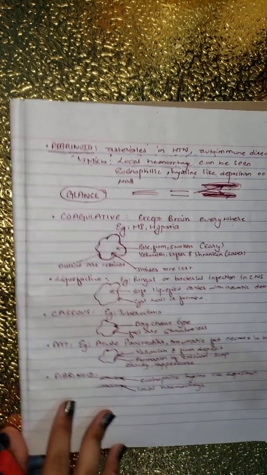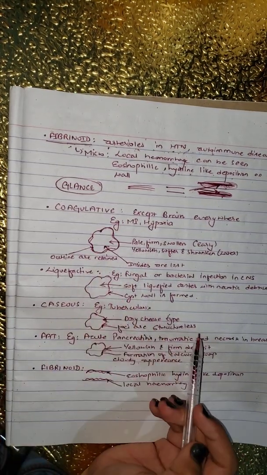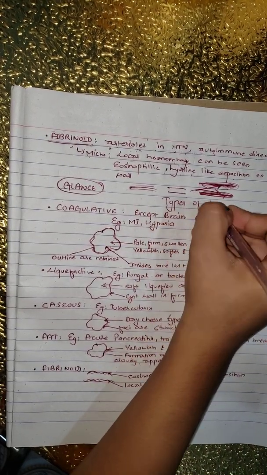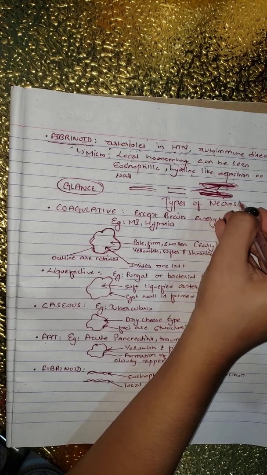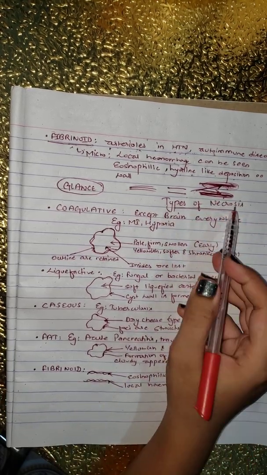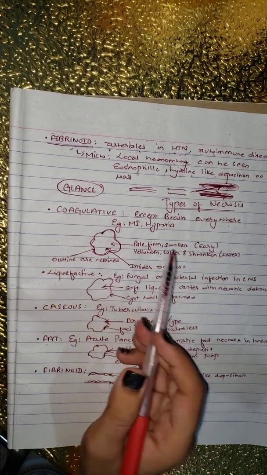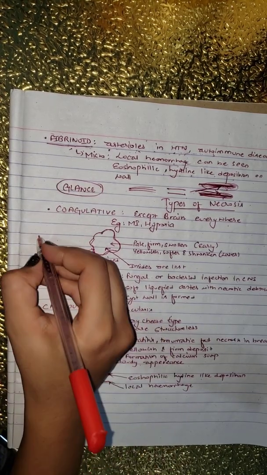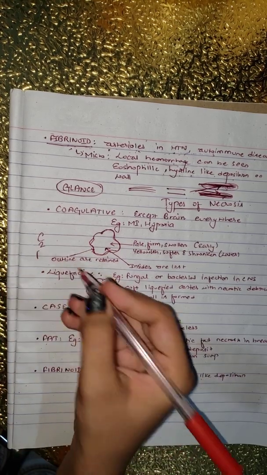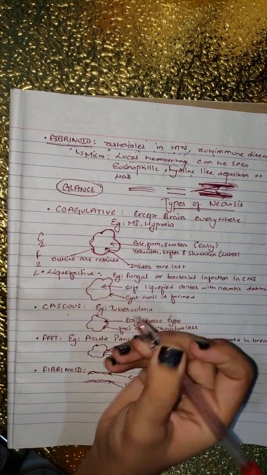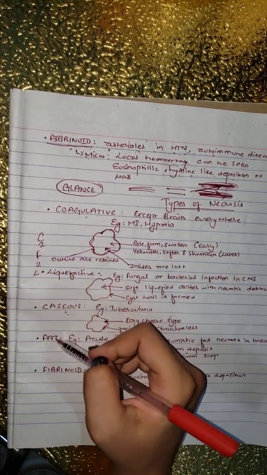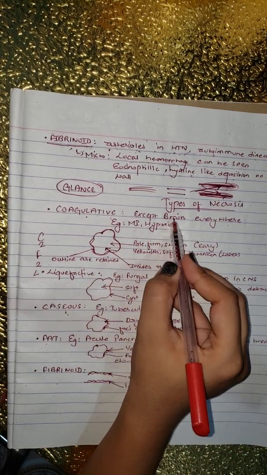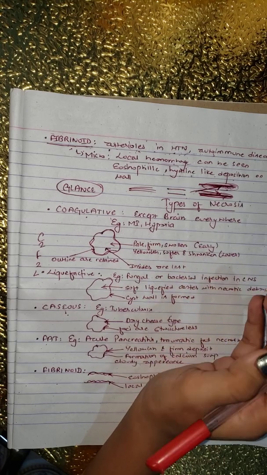So at a glance, the types of necrosis are: coagulative, liquefactive, caseous, fat and fibrinoid. C2, F2 and L: coagulative, caseous, fat, fibrinoid and liquefactive. In coagulative, except in the brain, coagulative necrosis can happen everywhere.